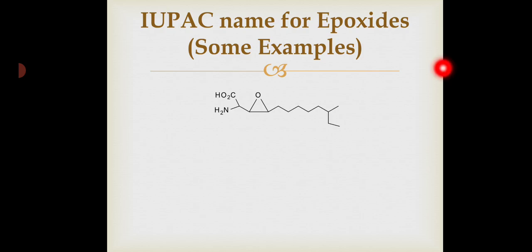So here also find out the longest chain. Now you have to start numbering from here, not from here, because you are finding out the longest carbon chain. So your numbering should start from this carbon. 1, 2, 3, 4, 5, 6, 7, 8, 9, 10, 11, 12. So the numbering goes like this. What is the parent name? The parent name is dodecane. Because it has 12 carbon, it's a 12 carbon chain, so it is dodecane.